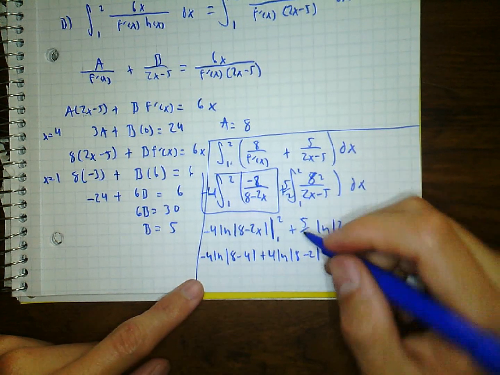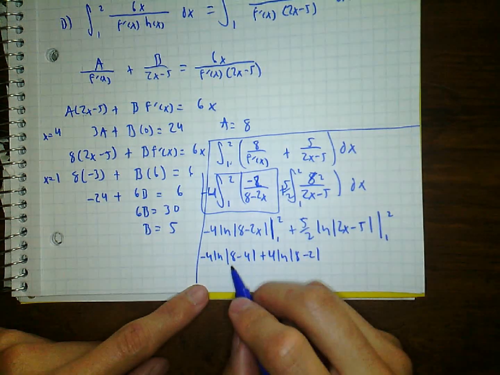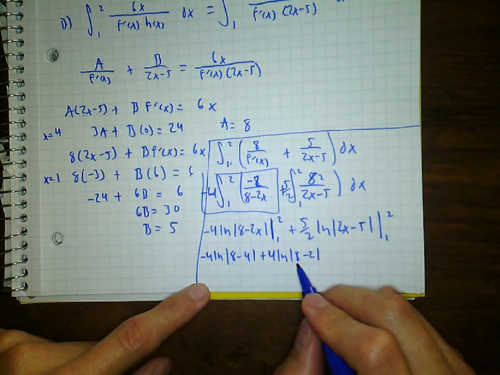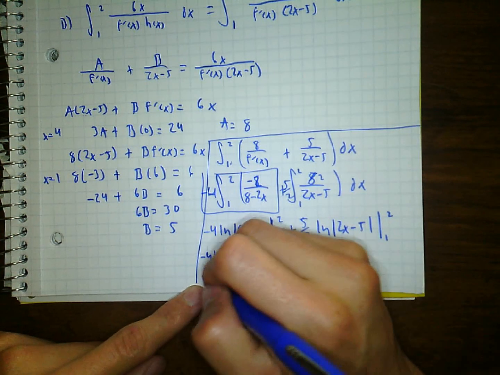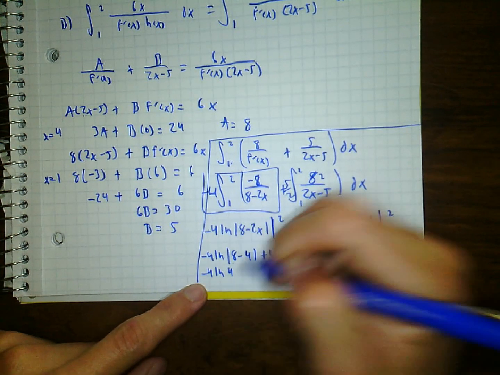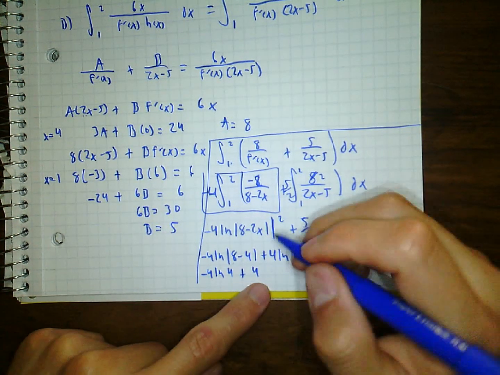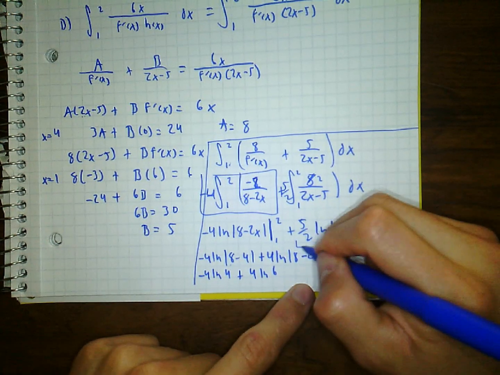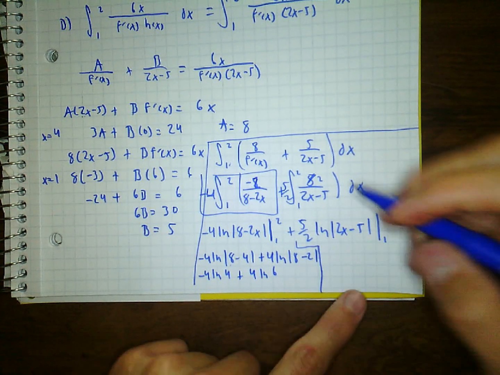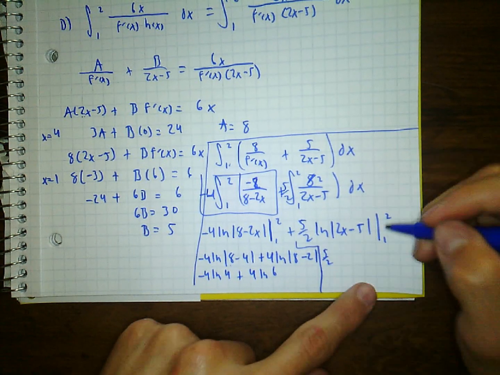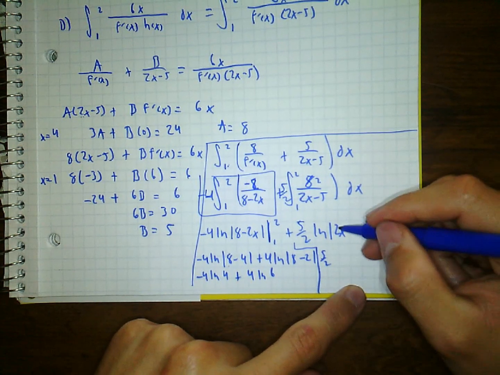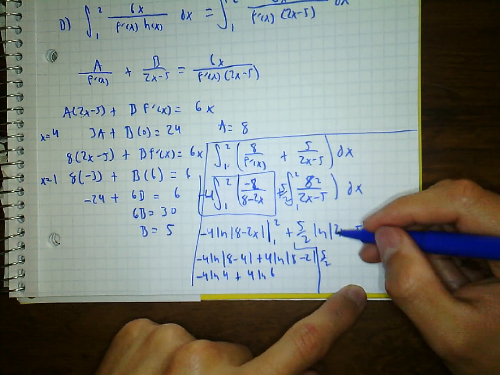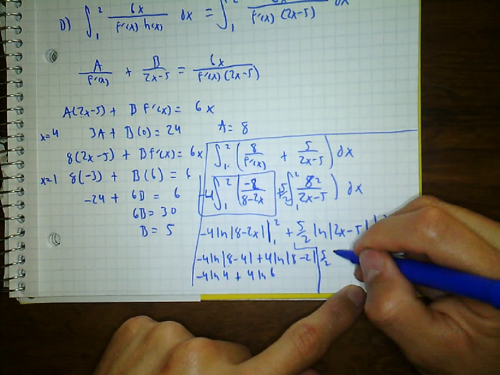So in this case, we got, let's see, that's a 6. I'm sorry, that's a 4. So negative 4 ln 4 plus 4 ln 6. Okay, and now for this part over here, sorry, I'm getting all messy here. We got a 5 halves. So if I plug in 2, that's going to be 2 times 2 is 4. That's negative 1, but I have the absolute value, so that's ln of 1.